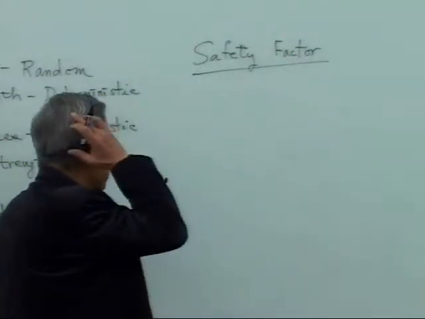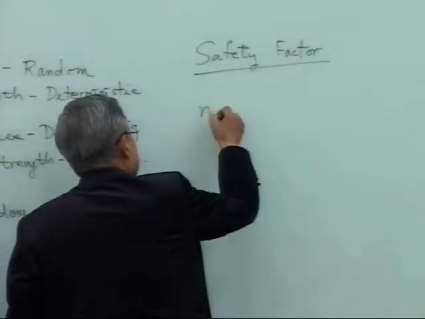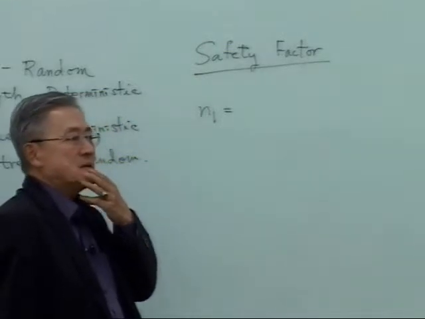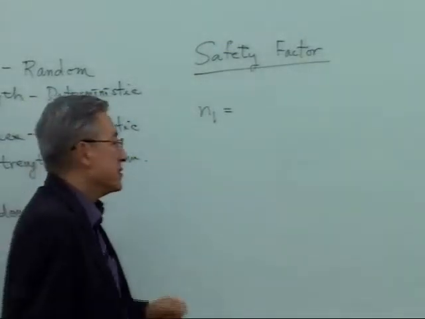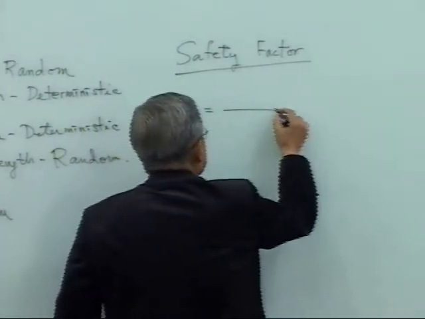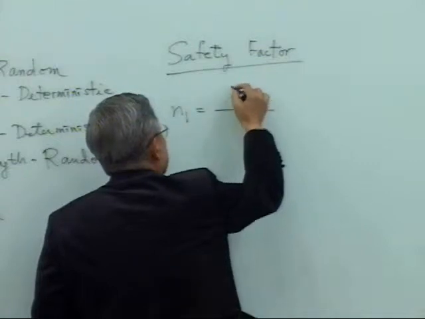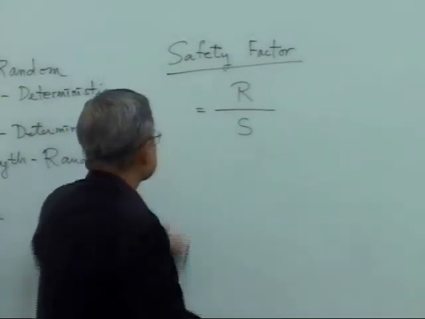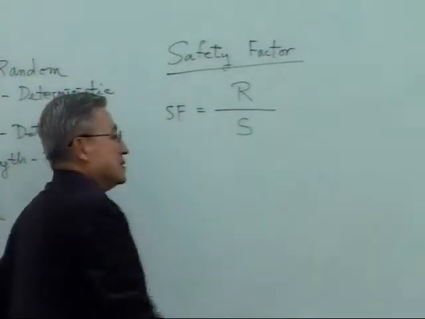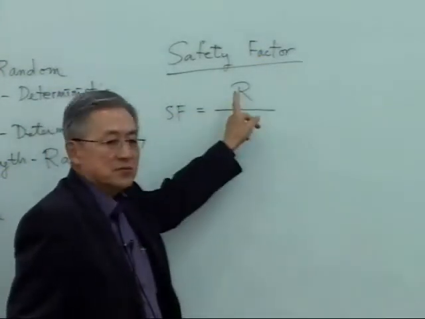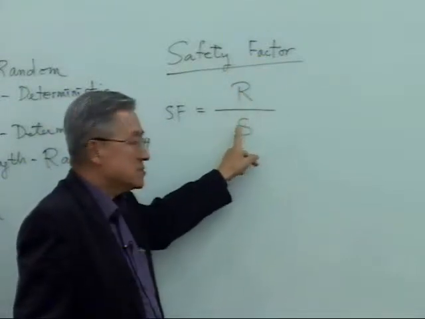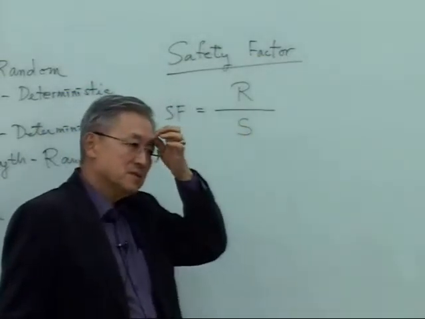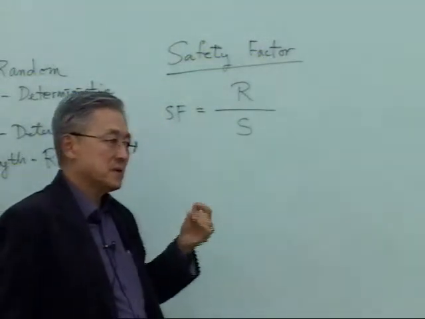Then what's the safety factor? Of course, people define it differently depending on their field, but in the general sense it is R divided by S, and I'm just going to write here, safety factor. This is the resistance, and this is the loading. So how much cushion do we have? That's a typical definition of the safety factor.